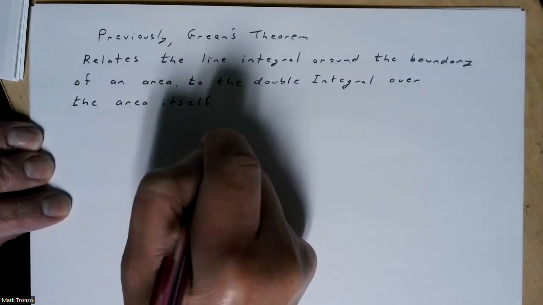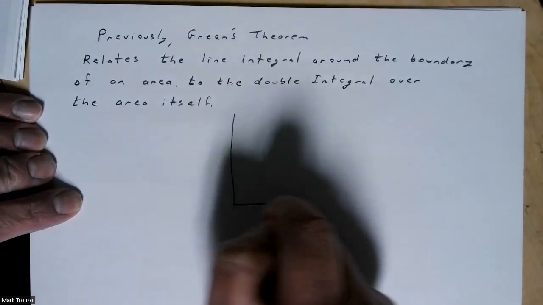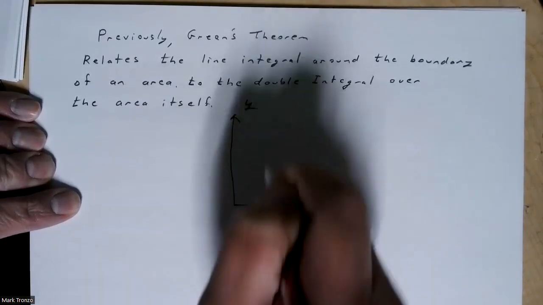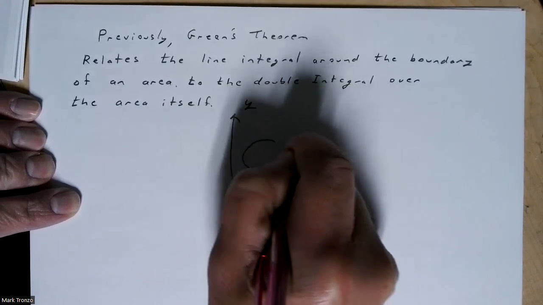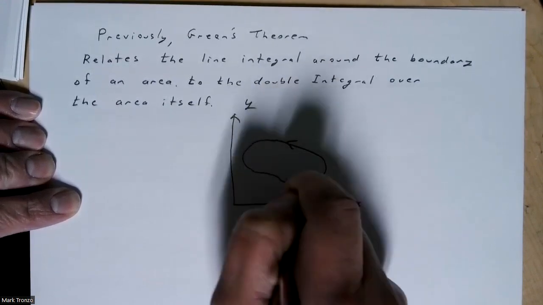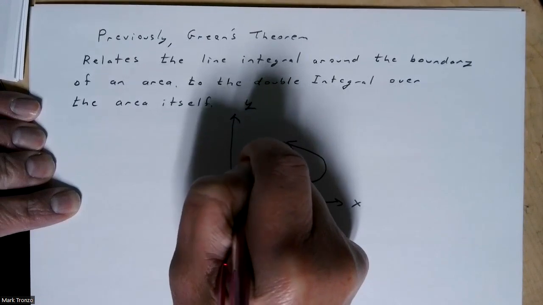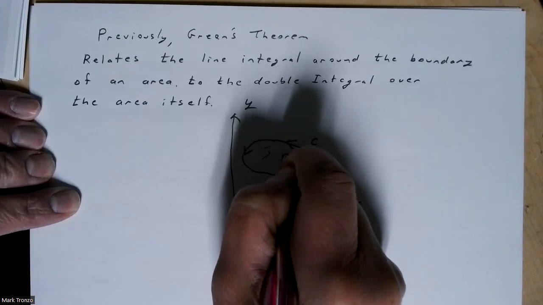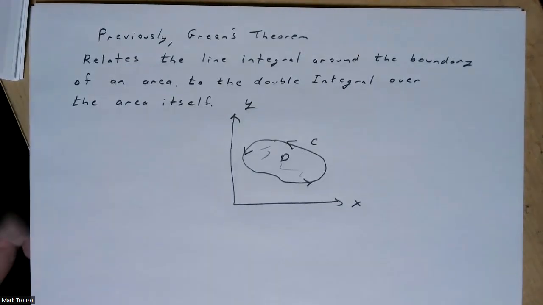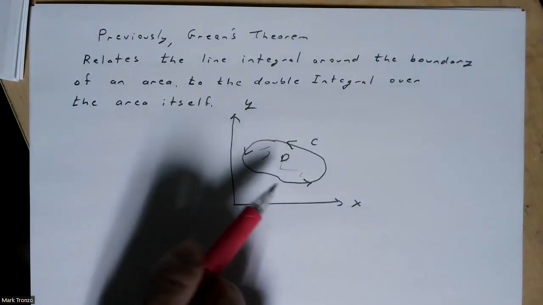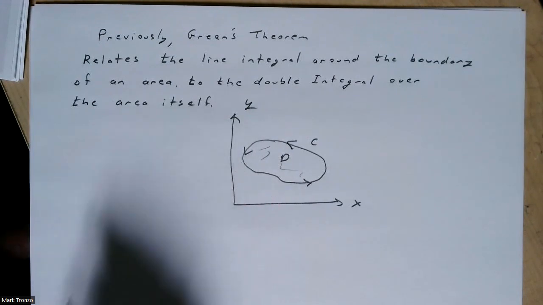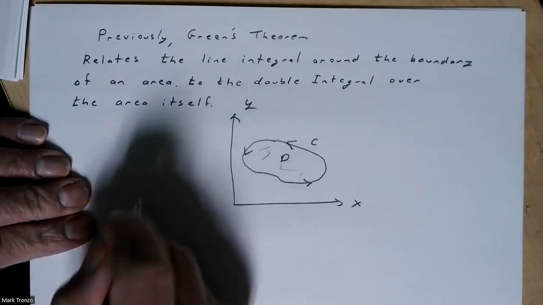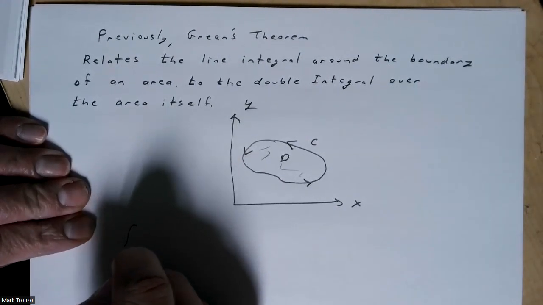So, for example, if you have some kind of area here in the XY plane, and you have some boundary, say the boundary is C, and then you have some domain D inside. So again, you have a closed curve, and then you have some area inside. This can be done with Green.